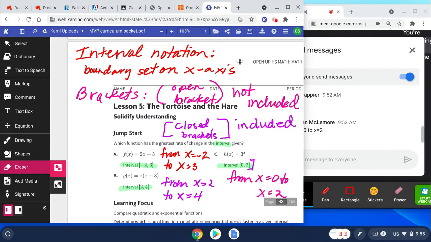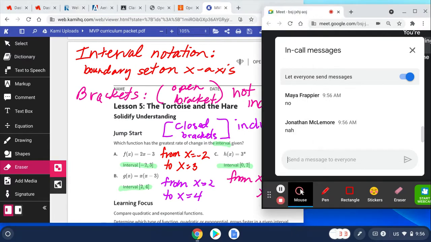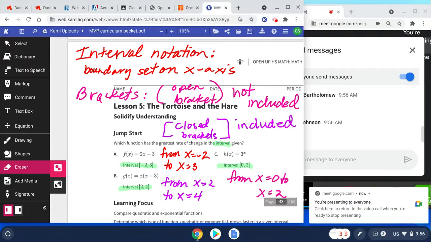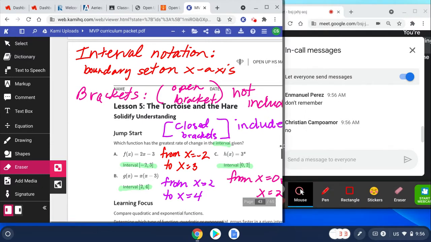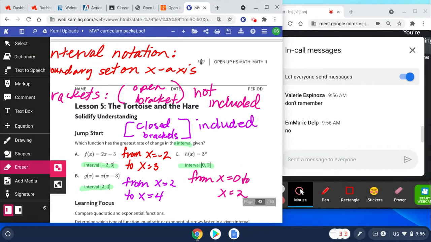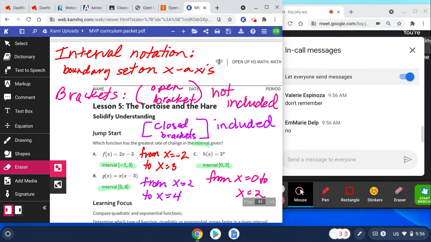Type in the chat if you remember the brackets, open brackets and closed. Type in the chat if you don't remember the brackets. Yes, you remember about brackets, or no, you don't, because this helps me for tomorrow's lesson. Okay.